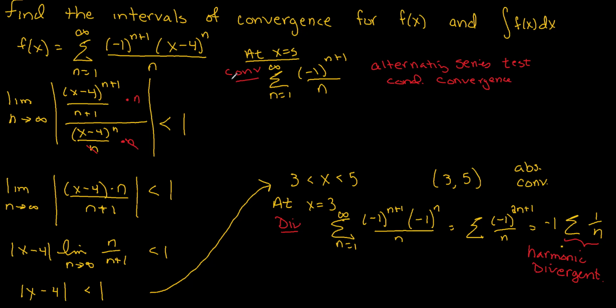So final answer for this problem, interval of convergence for f of x. We know everything between the 3 and the 5 was good. We got convergence in there. At 3, we're out of luck, but at 5, we were in luck. So we're going to have open parenthesis on the 3, closed square bracket on the 5.